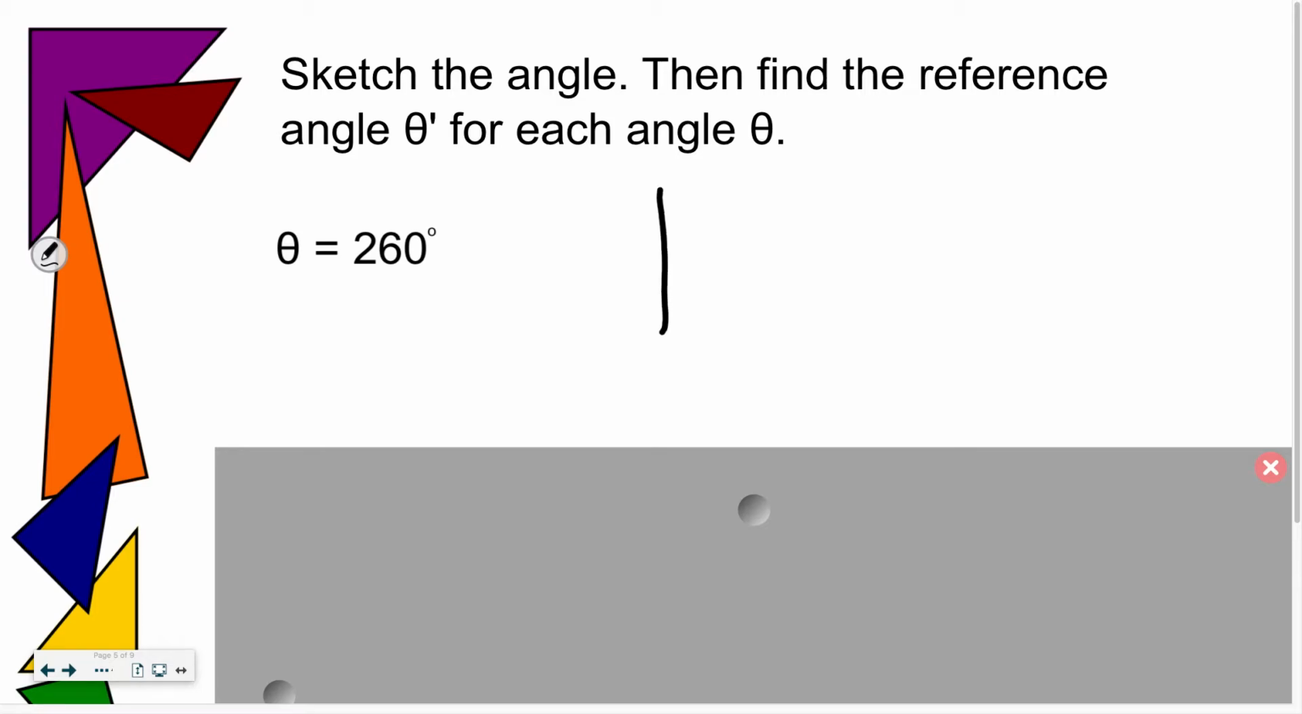Well, sketching 260 shouldn't be hard. What quadrant is your terminal side going to be in? Quadrant 3. Probably close to 270, right? So you got it sketched. You're going to find the reference angle, theta prime.